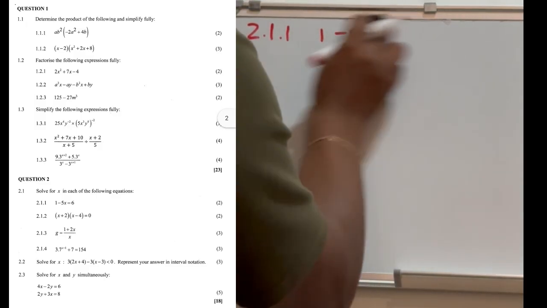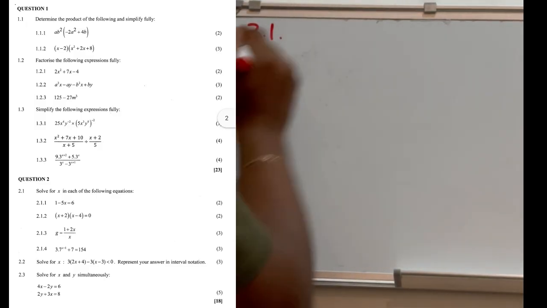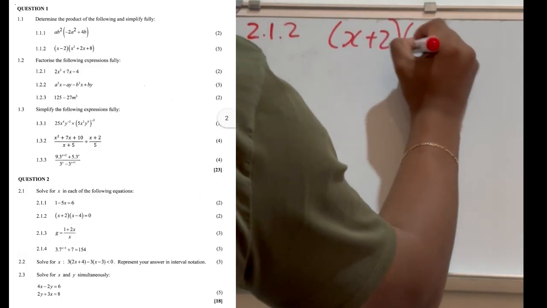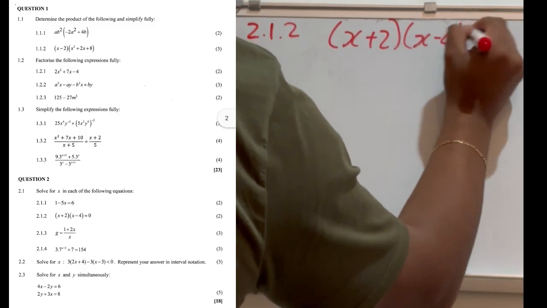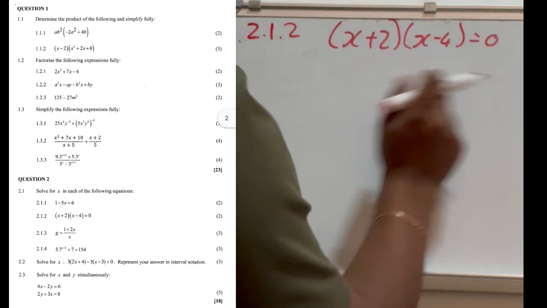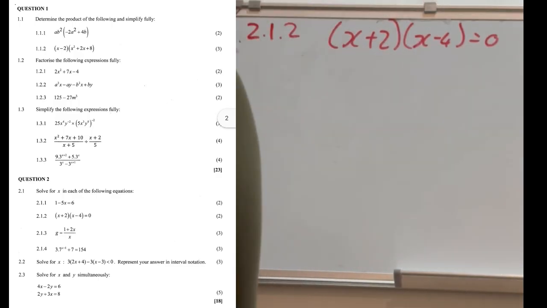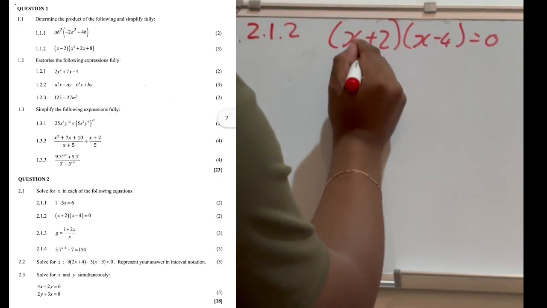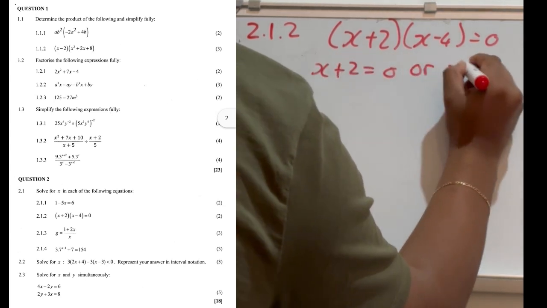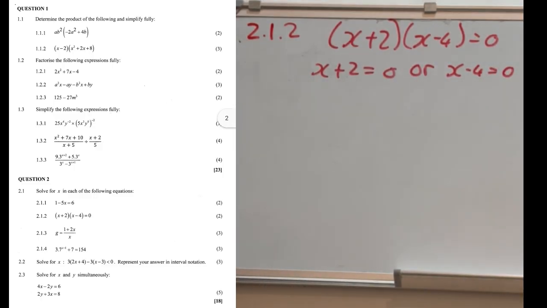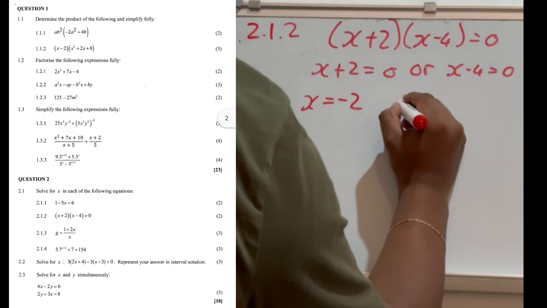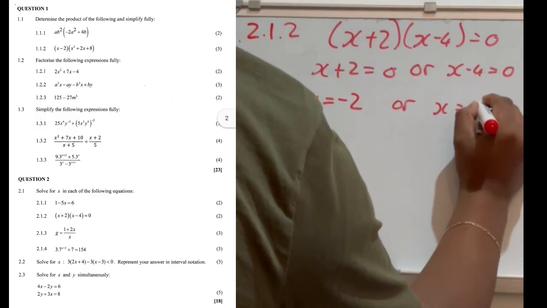Okay. 2.1.2. We got x plus 2, x minus 4, equals 0. So what a lot of students do here sometimes, they multiply it out first and then factorize it back and get back to that. We don't need to do that. You can just say x plus 2 is equal to 0 or x minus 4 is equal to 0. So then that is x is equal to minus 2 or x is equal to 4.